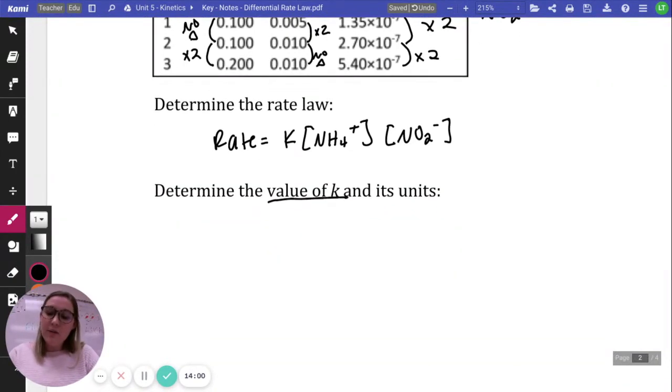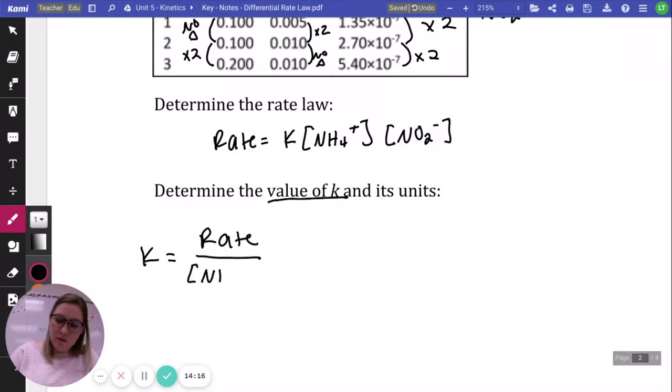All right, so now this question says determine the value of K and its units. All right, guys, so we have our rate law here. So we're actually going to use our data and plug our data in to solve for our rate constant. So if I want to solve for K, K is going to be equal to my rate divided by the concentration of NH4 times the concentration of NO2.